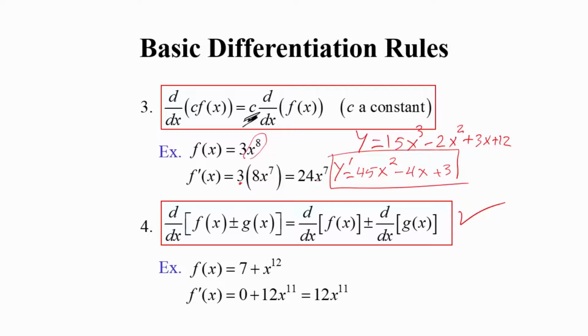As another example, it says f of x equals 7 plus x to the 12. Well, 7 is a constant, so the derivative of it is 0. Then x to the 12 would come to the front, x, subtract 1 from the power, x to the 11. So the answer would be 12x to the 11. Right? The 4 rules of differentiation.